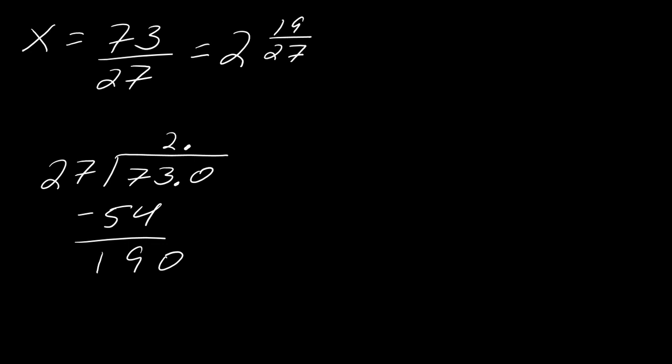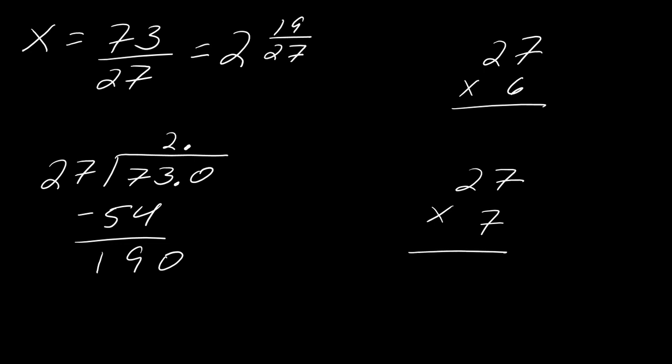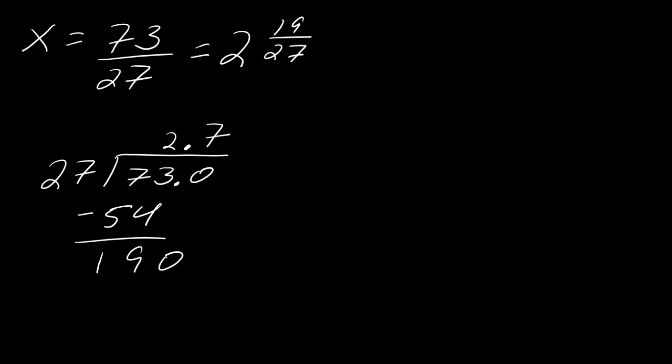Which is, I think, kind of a tough thing. That might be something where you have to sit down and actually play around with some annoying calculations. If you don't know off the top of your head, you might have to experiment with it. But just to keep this video short, I will tell you it goes in 7 times. So 27 times 7 is 189. That leaves me with a remainder of 1.